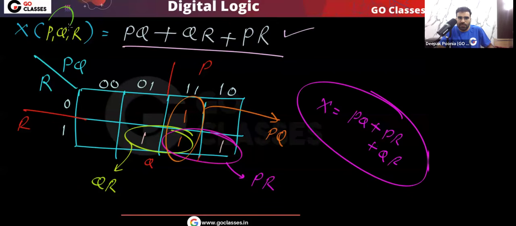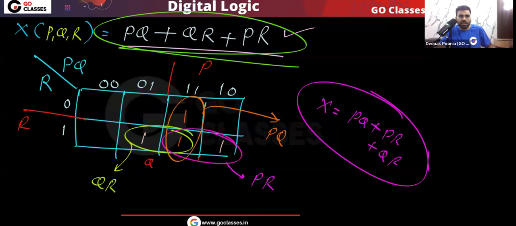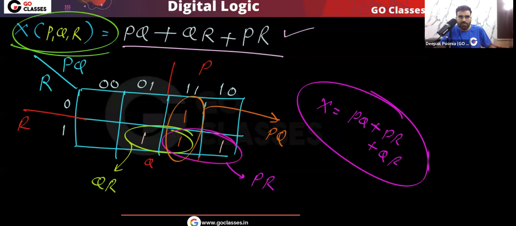So you can see, if P and Q are both 1, then X will not depend on R. Yes or no? X will be 1. Similarly, if Q and R are 1, then also X will be 1. If P and R are 1, then also X will be 1. So PQ or QR or PR means at least two input variables. If they are 1, then X will be 1.